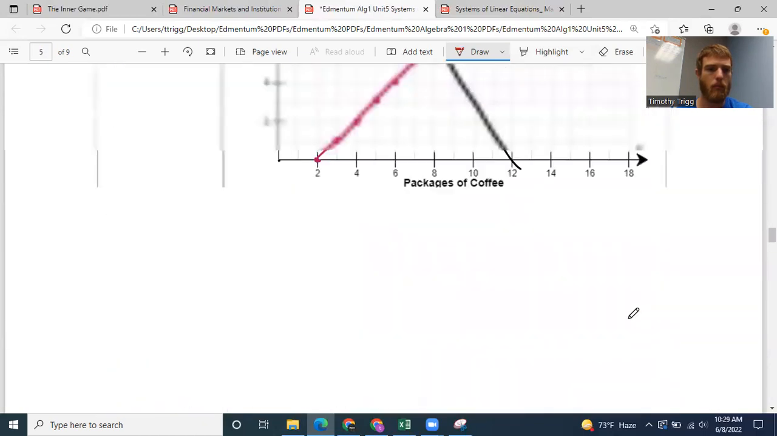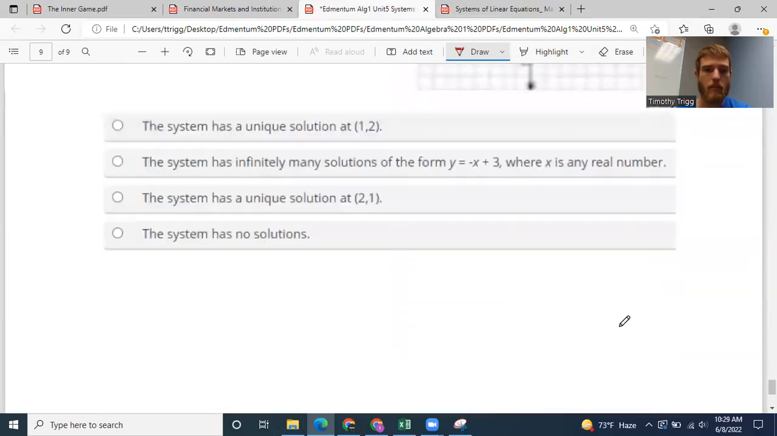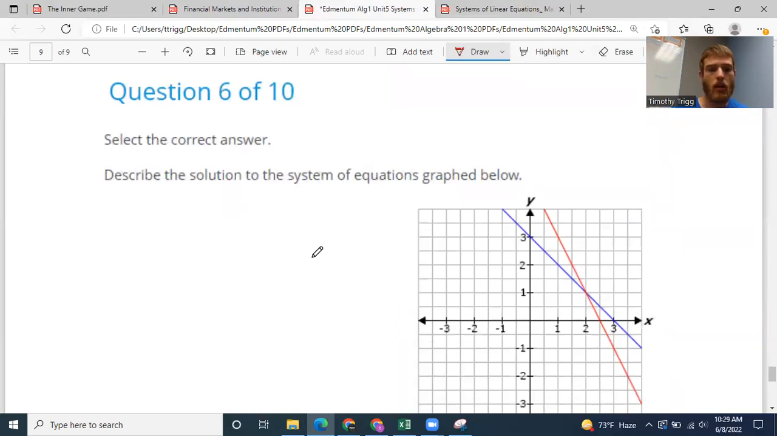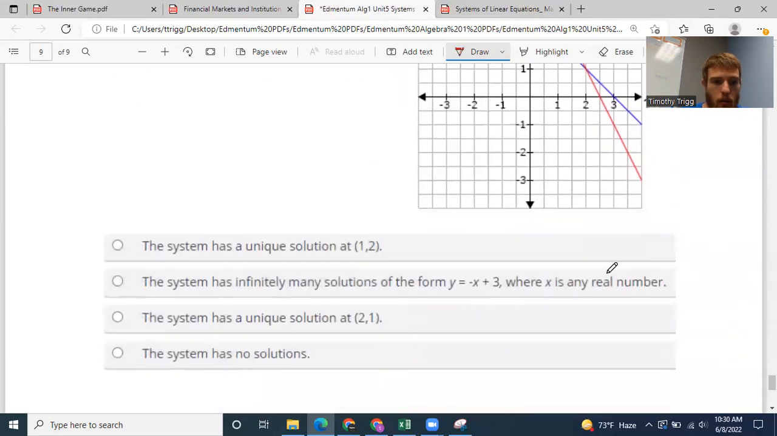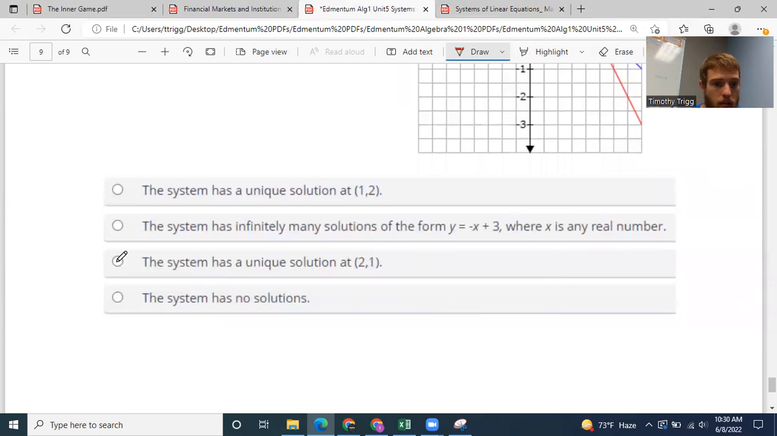Okay, I missed a question somehow. Oh, interesting. Somehow question 6 ended up down here. I'm not sure how that happened, but let's describe the solution of the system of equations graphed below. All right, the system has a unique solution at 1, 2. No, that's not correct. It's not 1, 2. It's right here. The system has a unique solution at 2, 1.